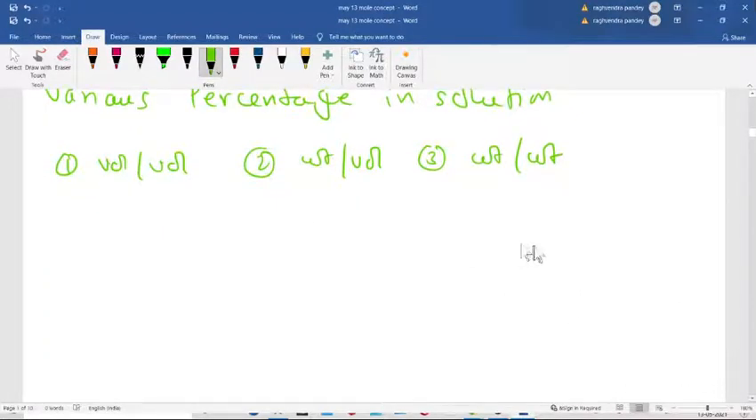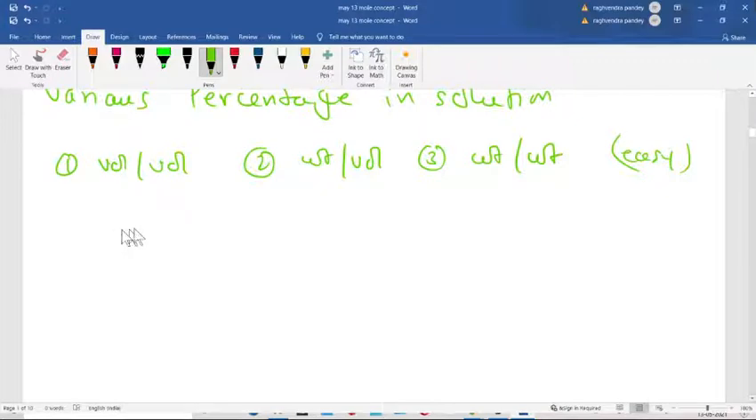Now most of the time they ask about weight by weight. This is the most important, but we will see the definitions. They are very easy, just like molarity and molality. If you know how to calculate percentage, all of these things are very easy.